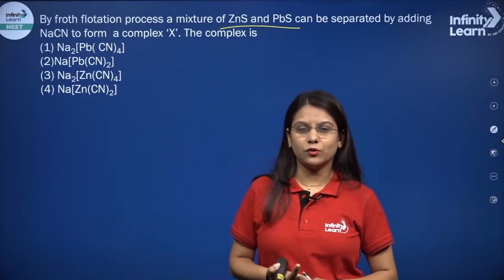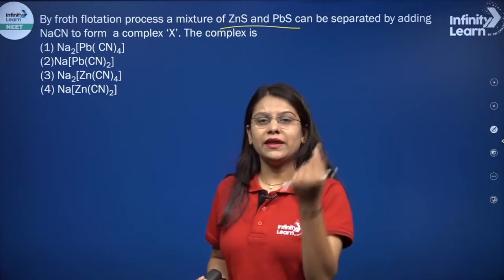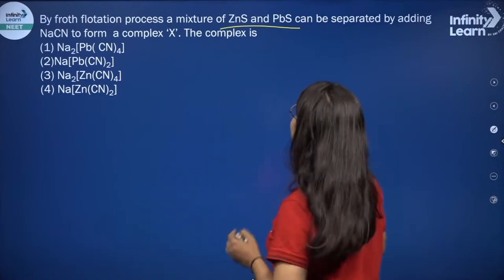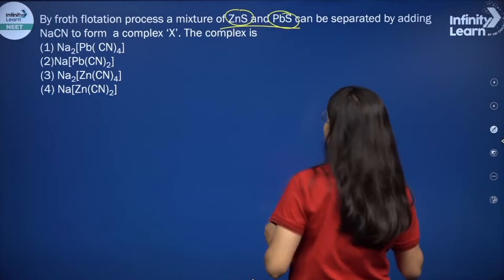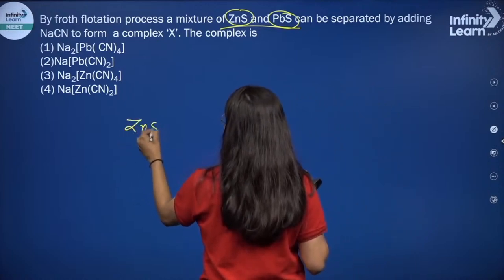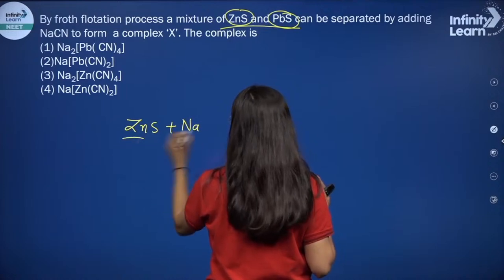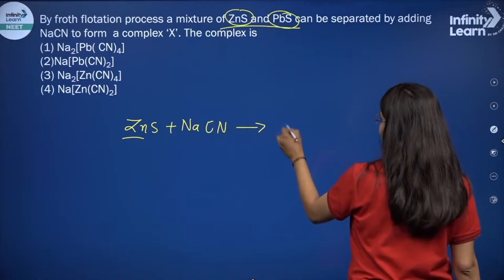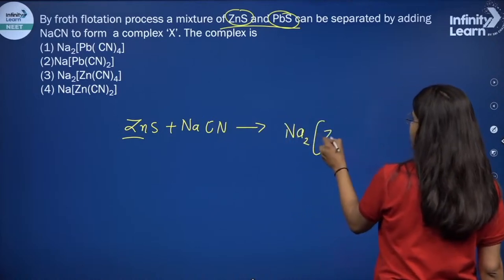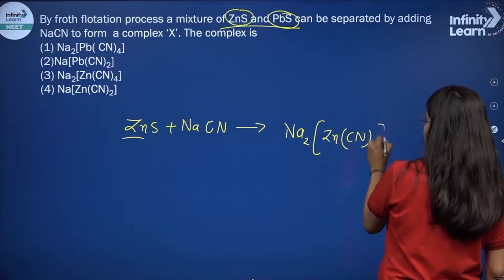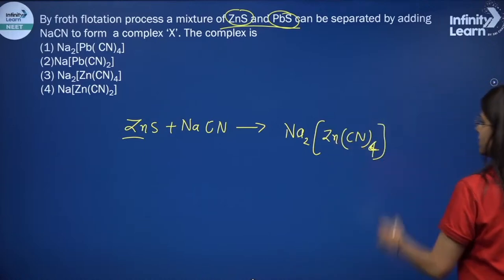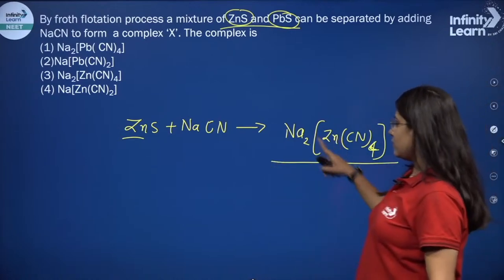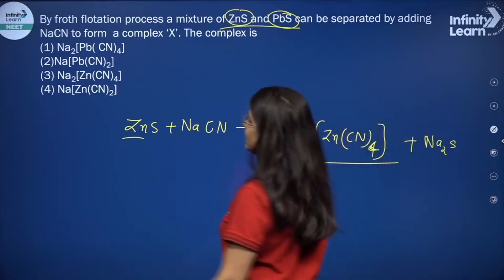Now if we have two sulfide ores, then we are making it only react with one of the reactants and we are adding a depressing agent NaCN. So suppose we have the sulfides ZnS and PbS, then what will happen, I'll add NaCN, and zinc is more reactive, so it will react with NaCN to form a coordination complex, which is Na2Zn(CN)4, plus what is left, we are getting Na2S. So this will be the complex because zinc is more reactive than lead. So what will be the correct answer, option number 3.